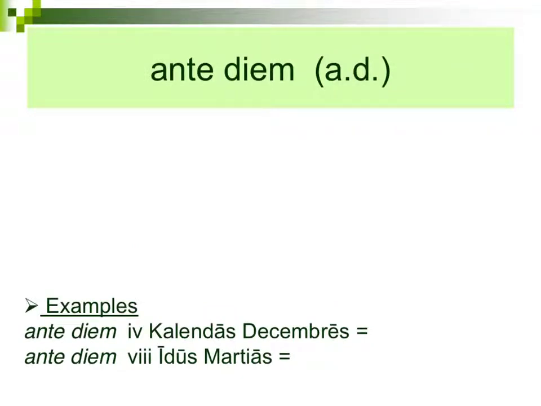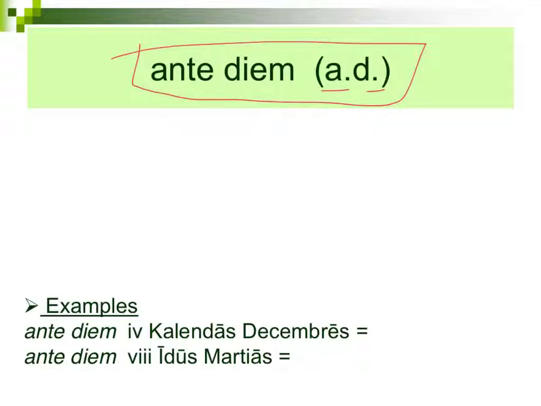Let's discuss the other main term, ante diem, often abbreviated to AD, before we discuss counting inclusively again. Here are some examples. Ante diem IV Kalendas Decembres. What date do you think that is? Or ante diem VIII, that's 8, Idus Martias. What day do you think that is?